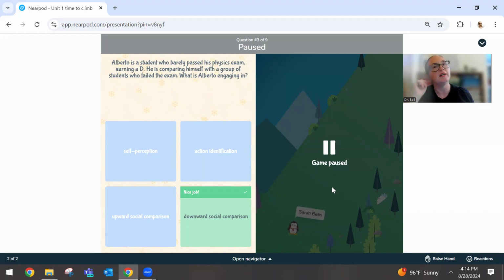So let's say you have your physical appearance. Upward social comparison would be like comparing yourself to models and feeling bad about yourself. And downward social comparison would be comparing yourself to people who you think are a lot less attractive than you and feeling good about yourself. So I always think of it, are you looking up at people better than you, or are you looking down at people worse than you?